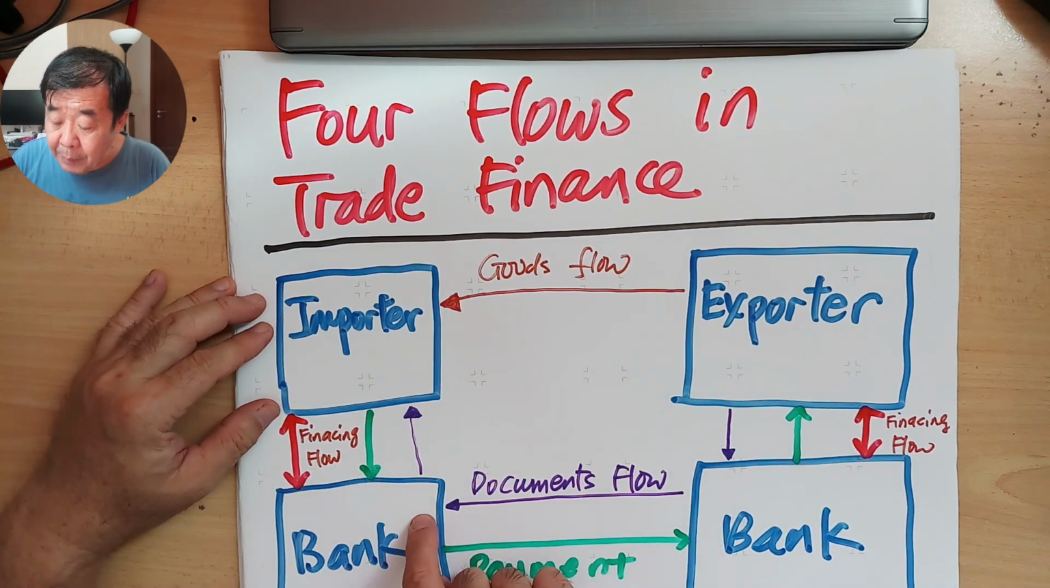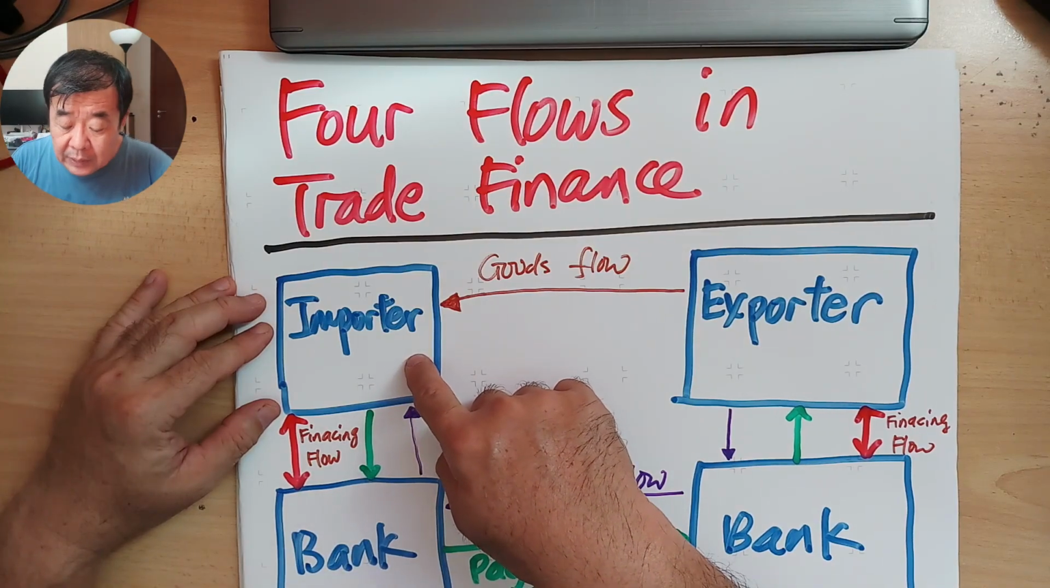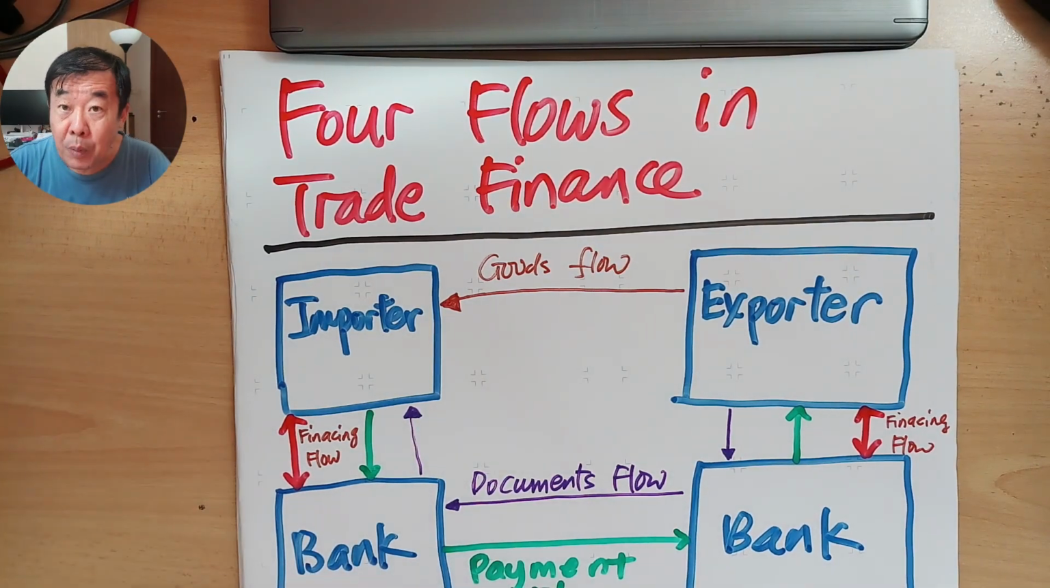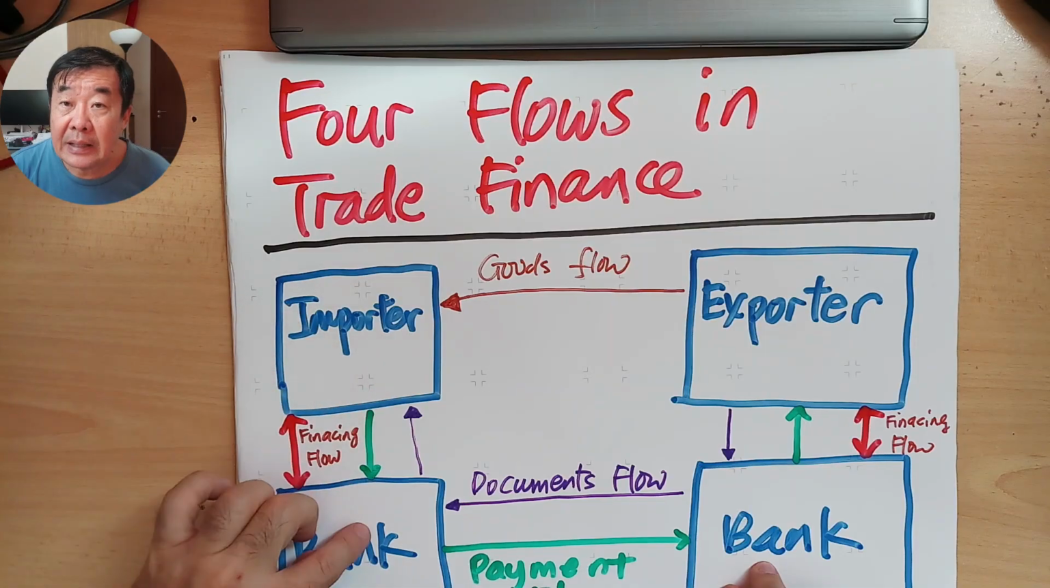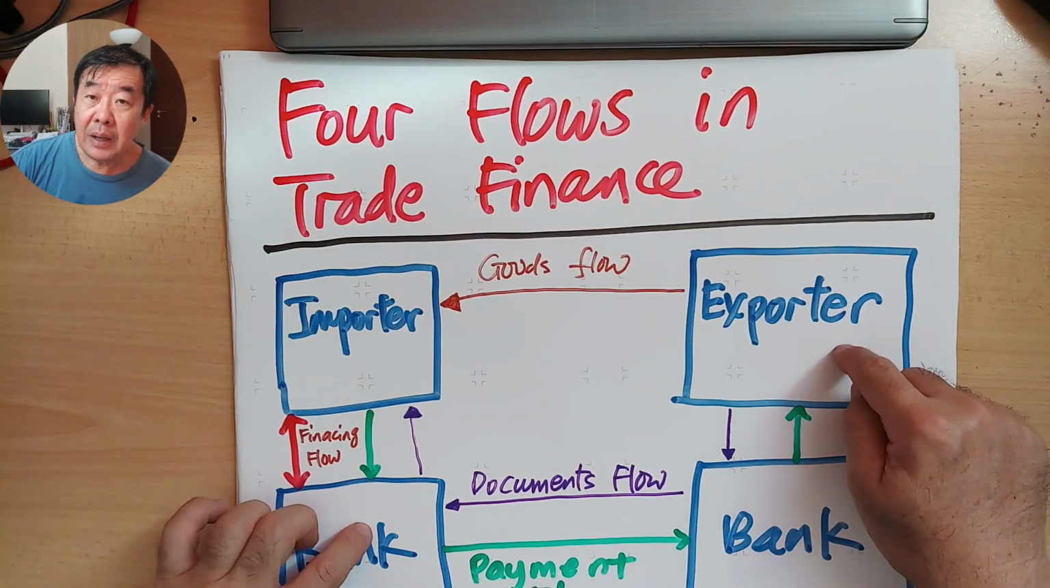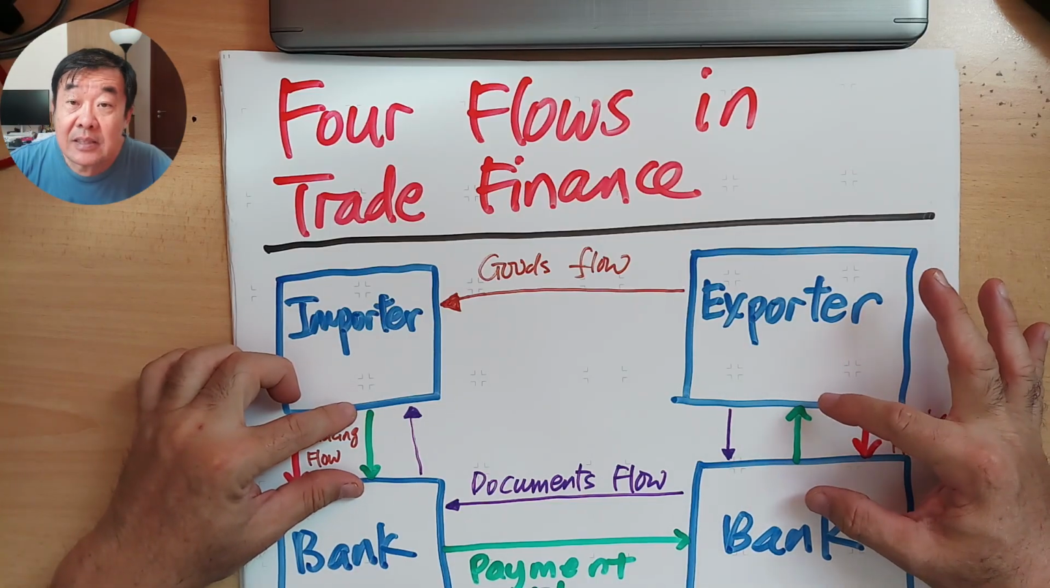The bank will effect payment. Now, of course, ultimately, the one that pays will be the importer. The one that receives the money will be the exporter. But what happens before they can actually pay or before they can actually receive the money? They need some financing from the bank, like some help from the bank. Then the fourth flow will be the financing flow.